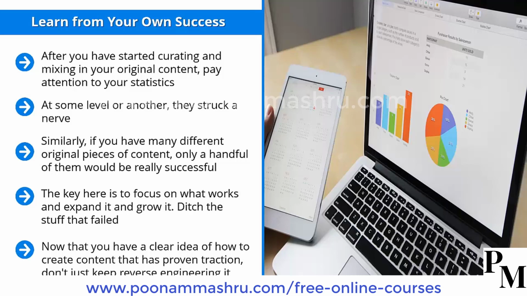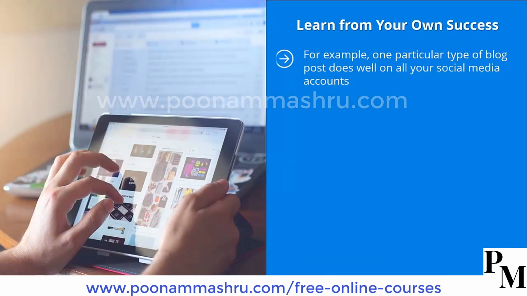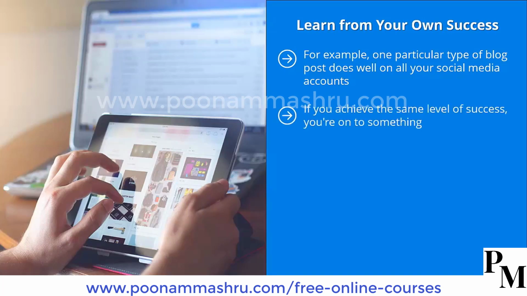Create derivative, cross-platform variations of your most successful content. Now that you have a clear idea of how to create content that has proven traction, don't just keep reverse engineering it. While you need to continue doing that, you also have to do something else. Create derivative or cross-platform versions. For example, one particular type of blog post does well on all your social media accounts. Identify its themes, pay attention to its patterns, and come up with another blog post. See if that works.